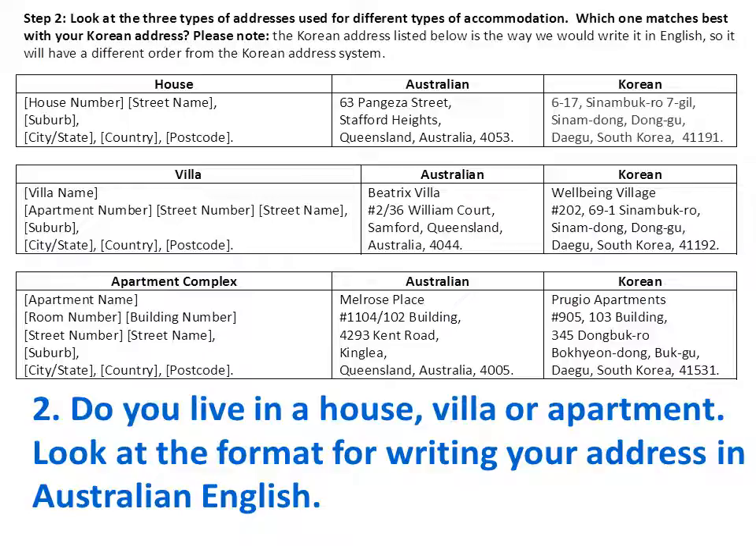So, for example, I live in a villa, and so my Korean address written in English is Wellbeing Village, number 202, 69-1, Sinambukdo, Sinamdong, Donggu, Daegu, South Korea, 41192. Okay, let's move on.